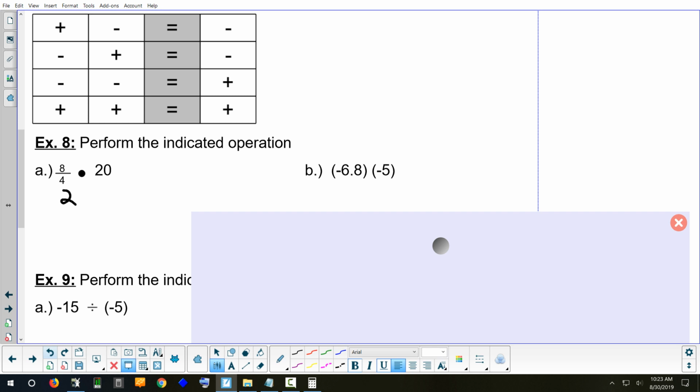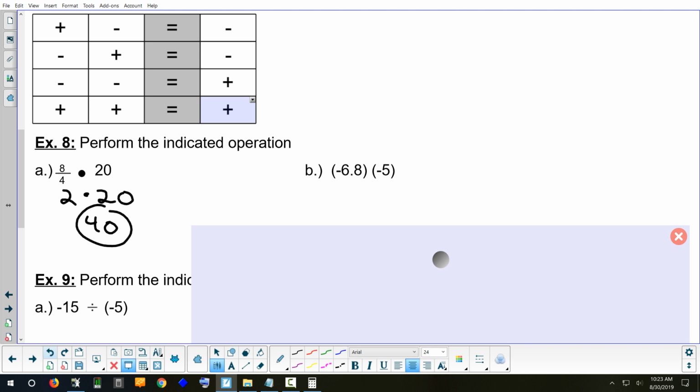What is 8 divided by 4? 2. Now, why positive 2? Why not negative 2? Because of the negative sign. Both the numbers are plus. It was a plus divided by a plus, so the answer is a plus times 20. And now if we need our calculator, we can use it. I think that one's pretty straightforward. 2 times 20 would give us 40. Nice job. Now, why positive? Why not negative? Exactly. Positive times positive is a positive.